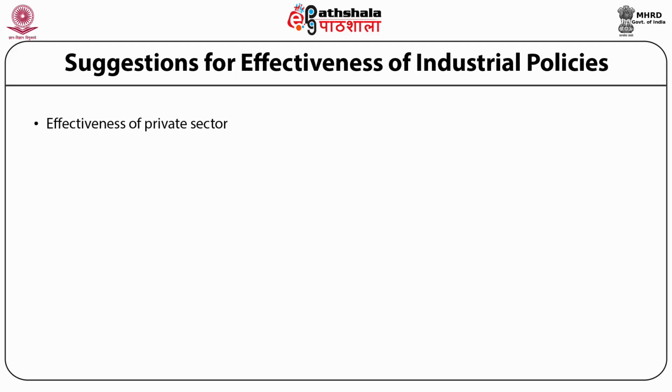There are certain suggestions given by economists for the effectiveness of industrial policy. That is the effectiveness of the private sector. The private sector needs to work more effectively and efficiently in order to develop the country. Secondly, enhancing the profitability of public sector units. Public sector units are meant for the public welfare. In any country like India, where a mixed economy is operating, both public and private sectors coexist. Hence, the sick public sector units need to be revived in order to increase their profitability.